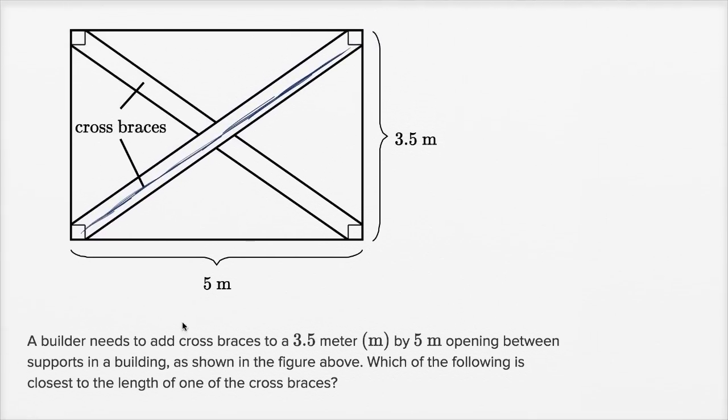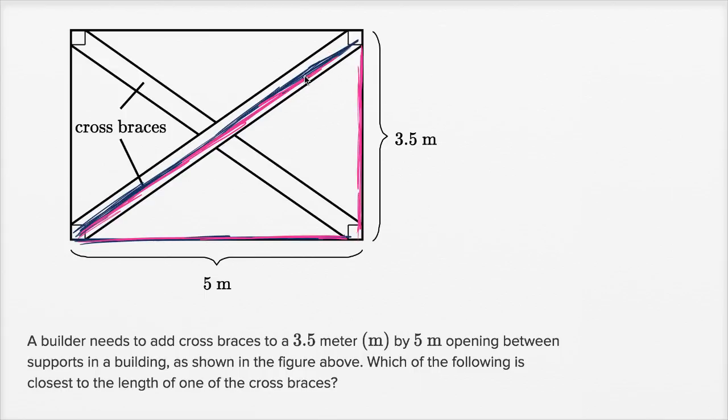And so let's look at this. So closest to the length of one of the cross braces. So if you look at the cross brace that I have started to shade in here in this navy blue, and then if you look at this 5 meter side, and then you look at this 3.5 meter side, you see that they form a right triangle. And so if we wanted to solve for the length of the cross brace, that cross brace is the hypotenuse of the right triangle. It's the longest side of that right triangle.